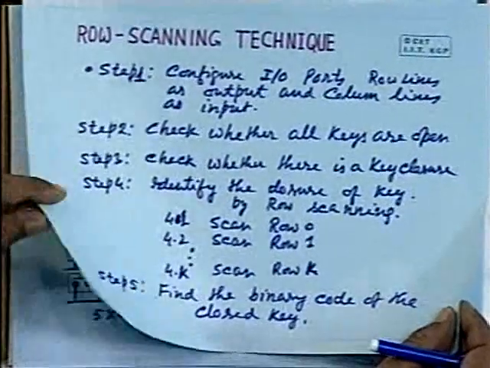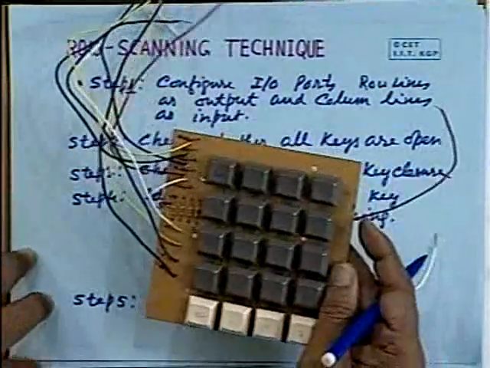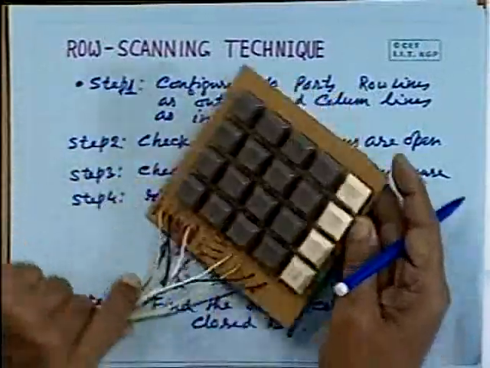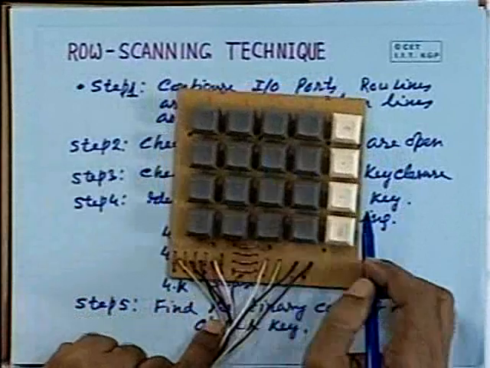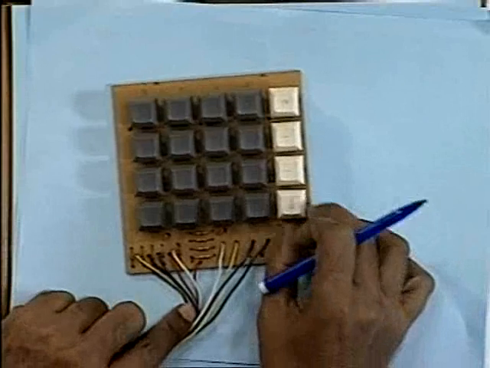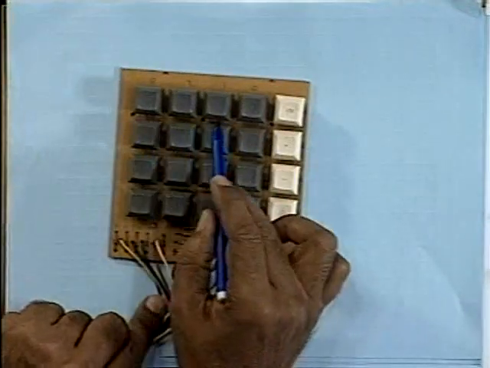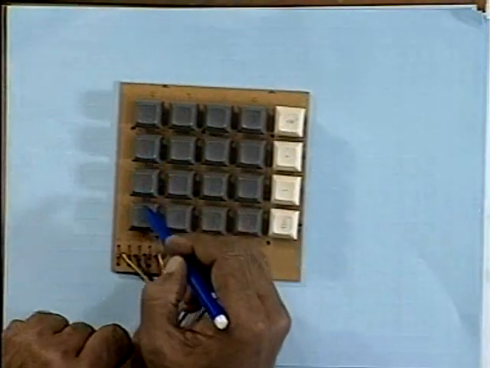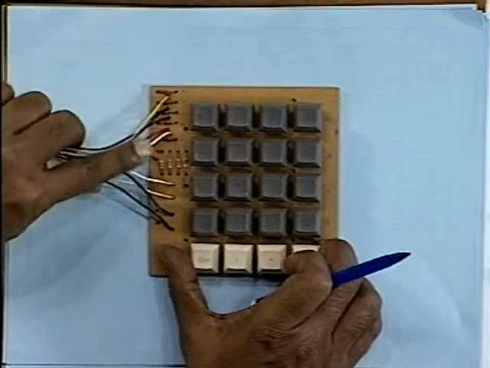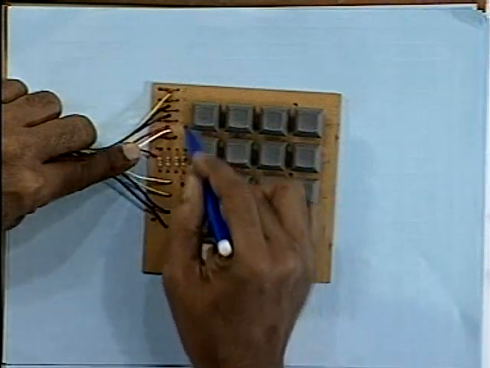Now let me show a practical keyboard. This is a practical keyboard. Here you see there are 20 keys. You must have seen this kind of keyboard in your microprocessor kit. So here there are 20 keys, 1, 2, 3, 4, 5, and here 4. They have been organized in this way, actually 5 rows and 4 columns.